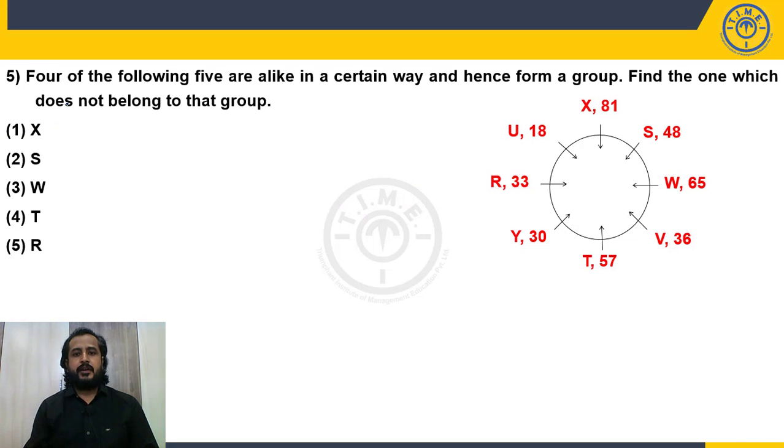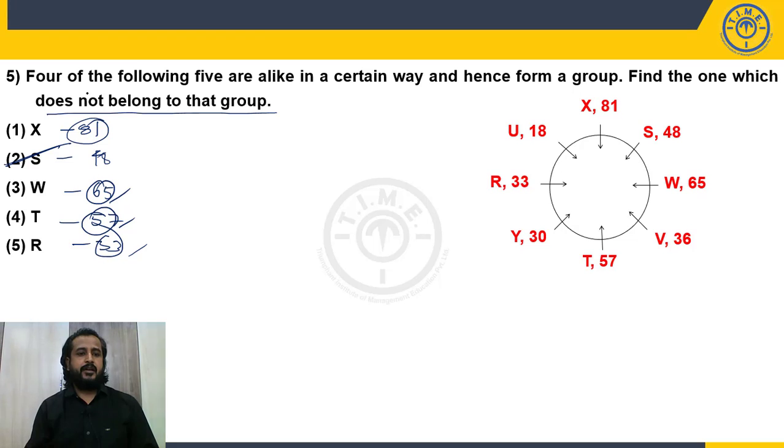Four of the following 5 are alike in a certain way and hence form a group. Find the one which does not belong to that group. Odd one out. X: the age of X is 81. S: the age of S is 48. W 65, T 57, R 33. So except S, the ages of the remaining persons are odd numbers, whereas S is an even number. So choice 2.